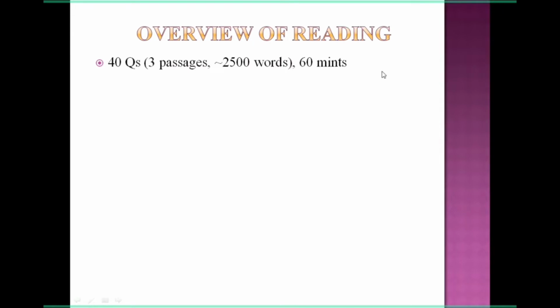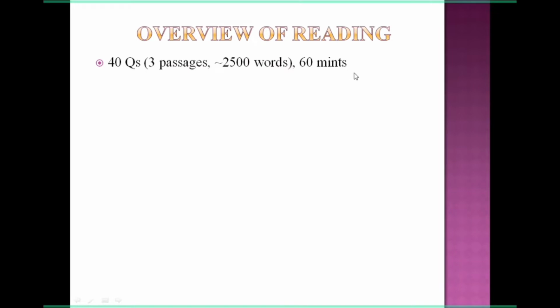Basically, IELTS reading consists of 40 questions, and these 40 questions are divided into three passages, and one complete reading test involves nearly 2500 words. So that means each passage would contain 800 to 900 words. And for these 40 questions, you will have a total of 60 minutes in which you will have to find the answers to these 40 questions, as well as put those answers on the answer sheet.